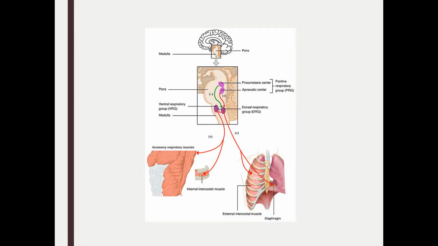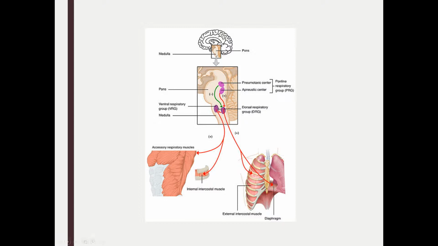Last lecture on the respiratory system and the control of respiration. As you can see in this picture, respiration is controlled by the medulla and the pons. There are two structures within the medulla, the dorsal respiratory group and the ventral respiratory group, seen here, dorsal and ventral.